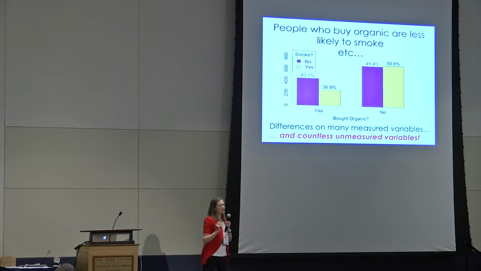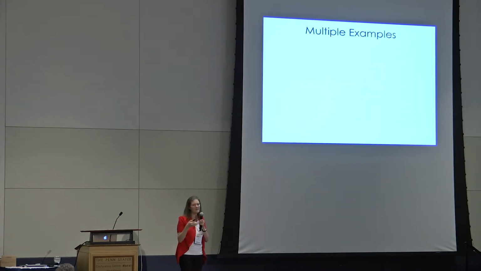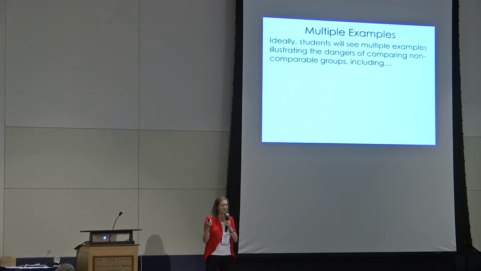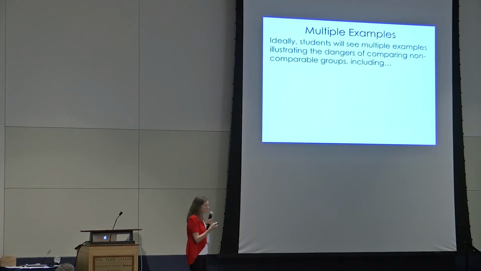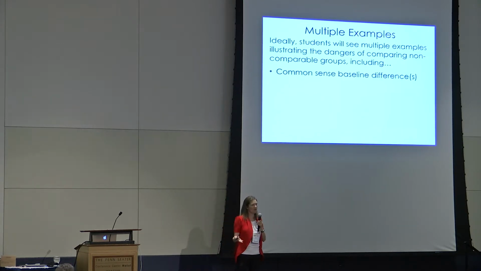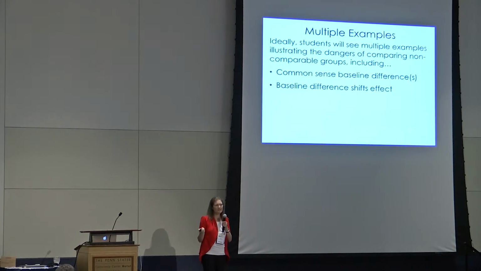So we're going to turn to randomization in a second, but let me just back up for a minute and say, at a given time, I'm just showing you one example, but ideally students would see multiple examples of this over the course of their class, including something that pertains to common sense, so people can intuitively reason. People who buy organic are richer, richer people are healthier, that makes common sense. Something where the baseline difference shifts the effect like we saw here. Almost all real examples fall into this category.